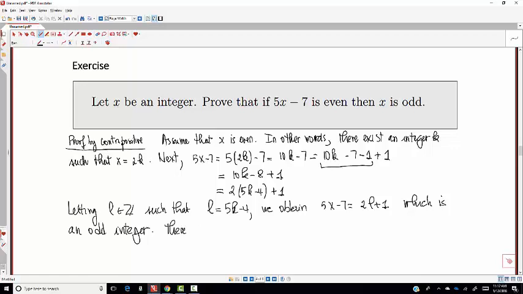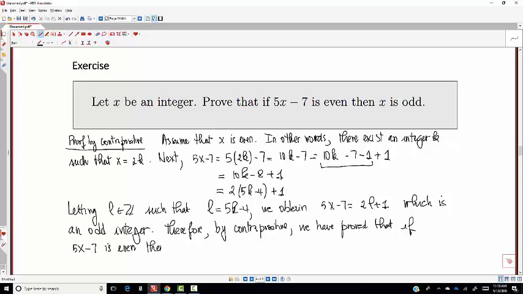Therefore, by contrapositive, we have proved that if 5x minus 7 is even, then x must be odd.